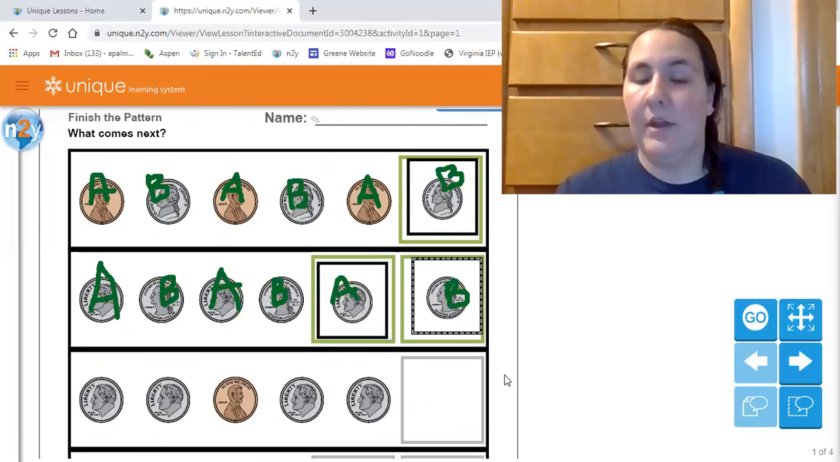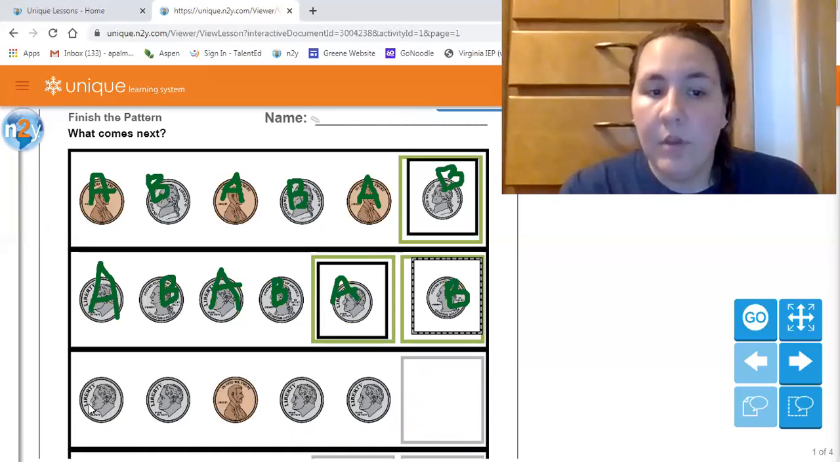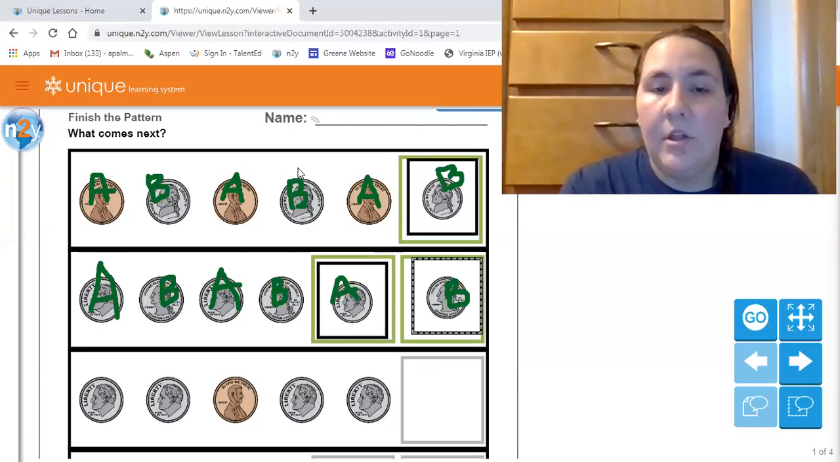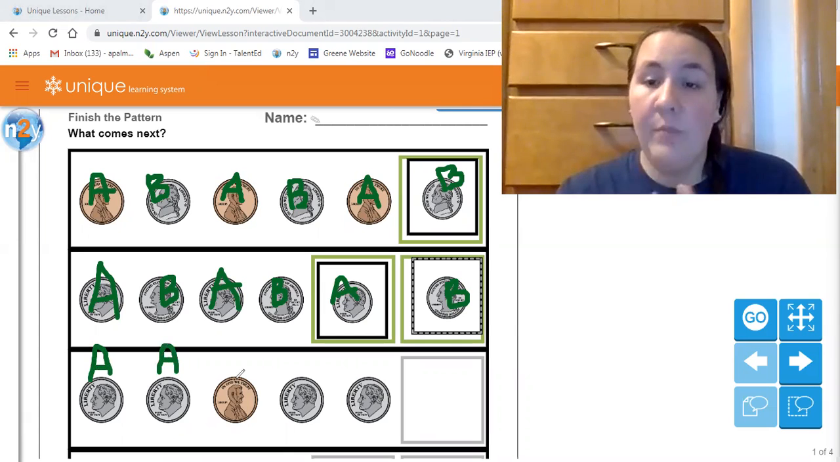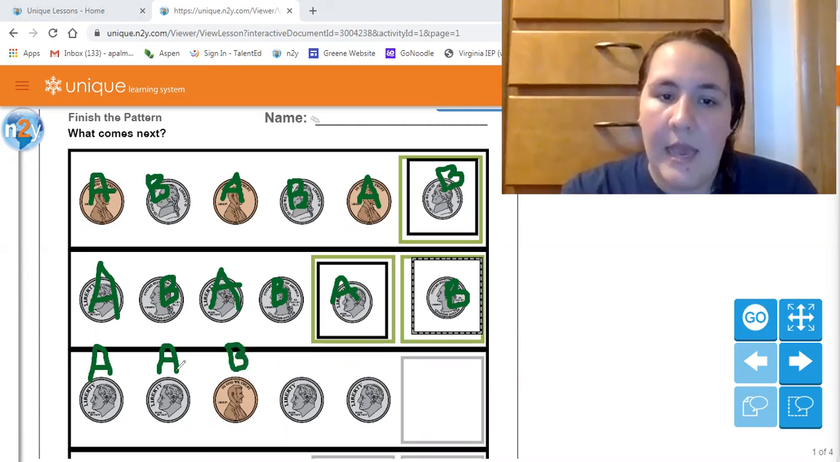Another kind of pattern we could have is where the pictures are more than one. So if you look at this next pattern, you have two dimes and then a penny. So I'm going to label each of my pictures with a letter. My dime is the letter A, and I have another dime, so it's still going to be the letter A, okay? My new picture is a penny, so I'm going to give that new picture the next letter. So after A comes B. So far I have two dimes and a penny, so it's A, A, B.